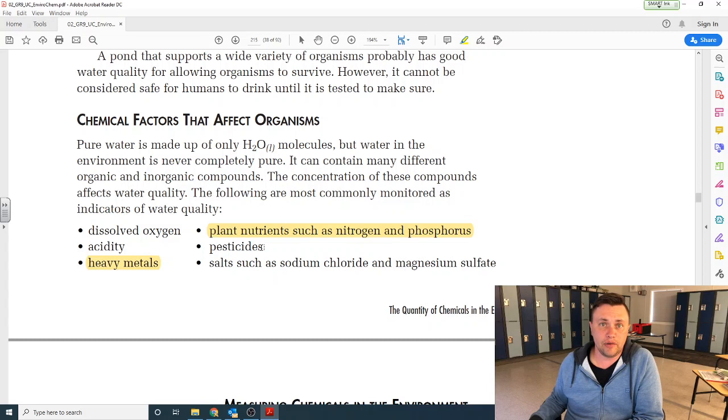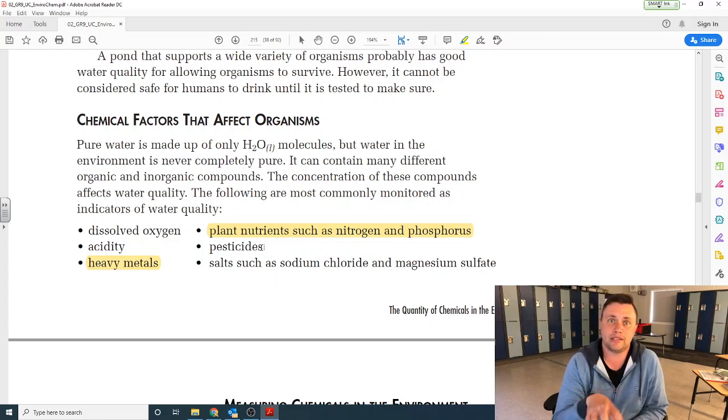Pesticides, things that get rid of pests. Usually they don't apply them to the water necessarily, although I do know that some ponds, they will put in pesticides to try and control the population of mosquitoes.